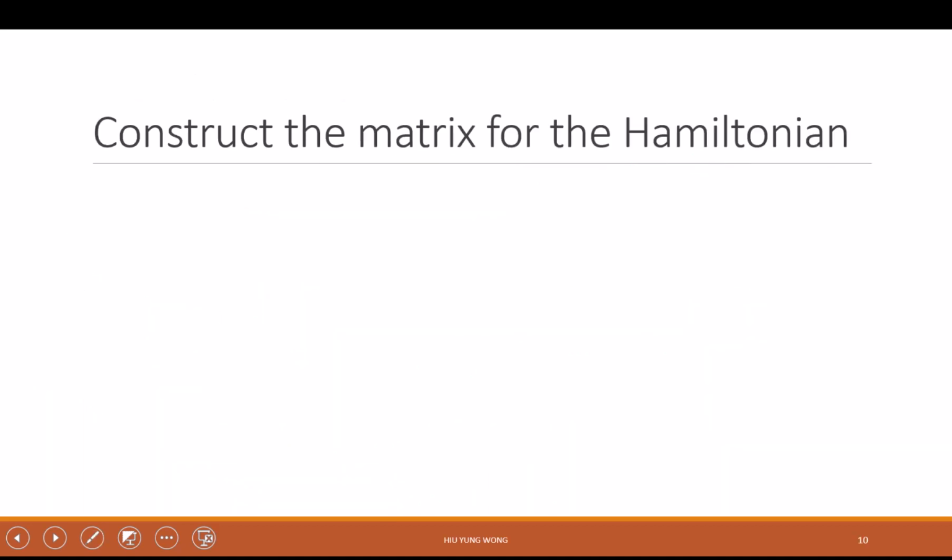Now, if I want to see how it evolves, I need to construct the Hamiltonian for this system. I already know this is H equals negative mu B0. Now, how do I construct the Hamiltonian? First of all, I'm going to call spin up the 0 state, and spin down the 1 state.